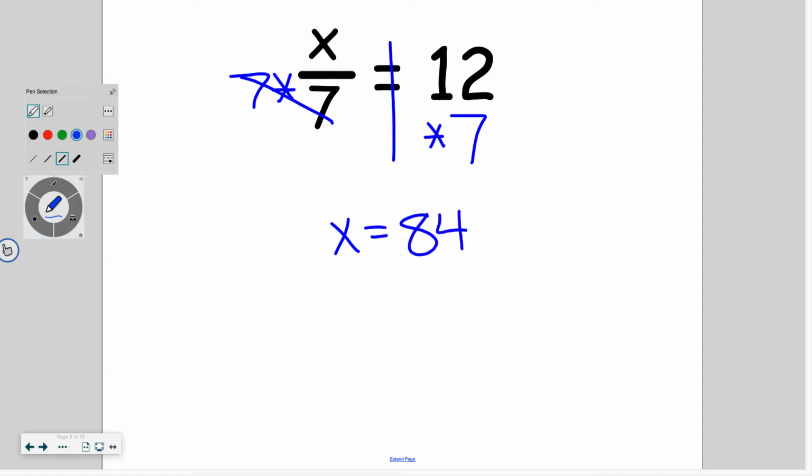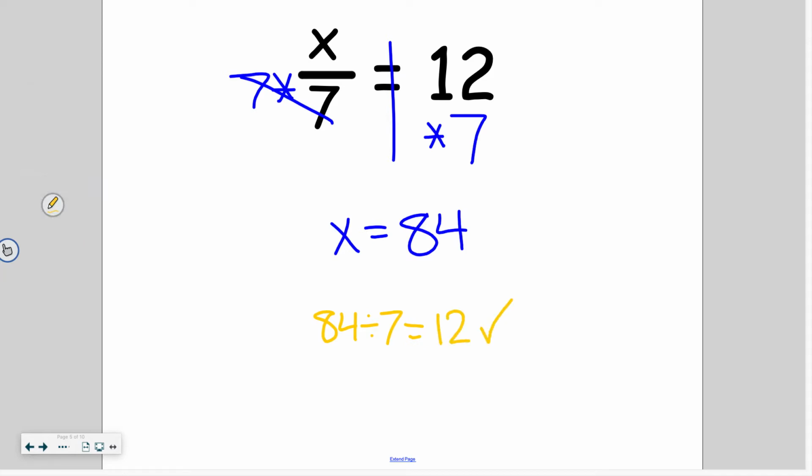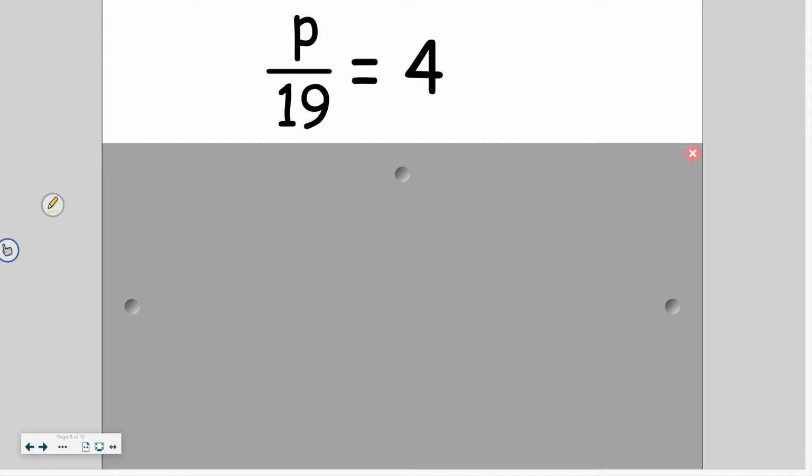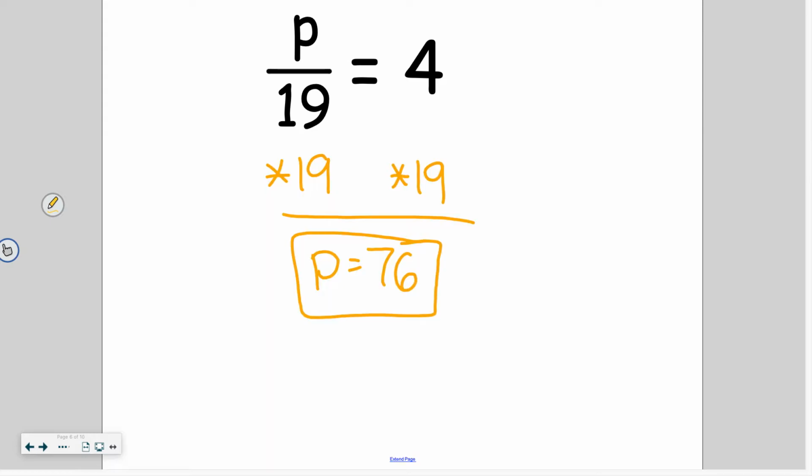Again, you can check that answer by plugging it back in. 84 divided by 7 is indeed going to give me 12. Go ahead and try this one on your own. Multiplying both sides by 19, I end up with p is equal to 76.